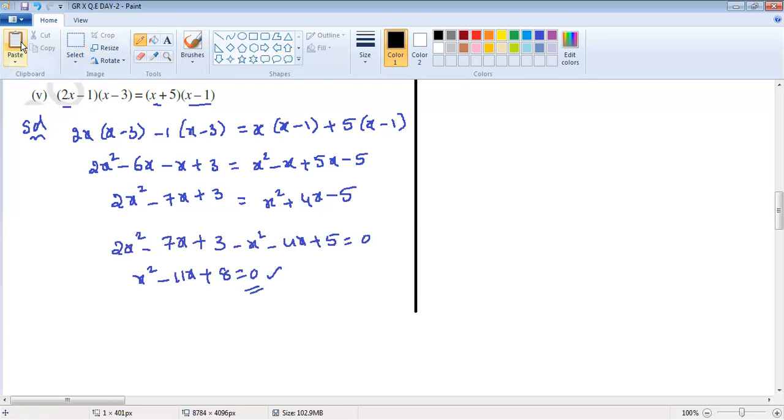Next, one more question. I'm taking this one: x plus 2 whole cube, which is equal to x into x square minus 1. This I'm taking now.